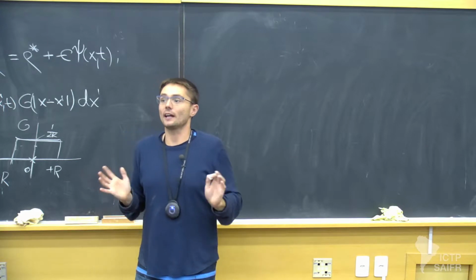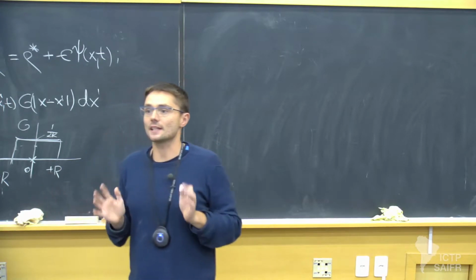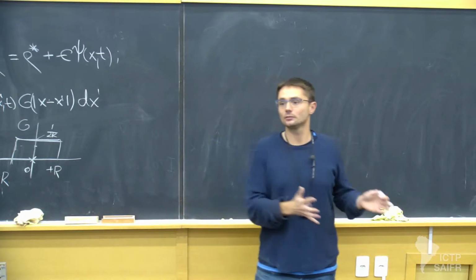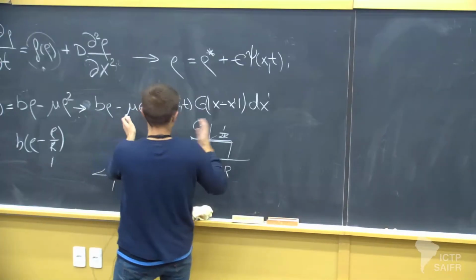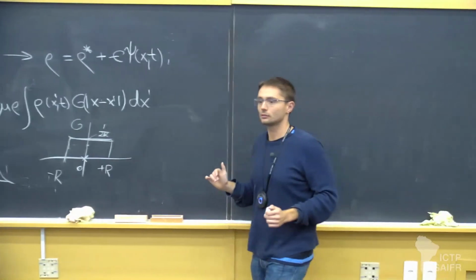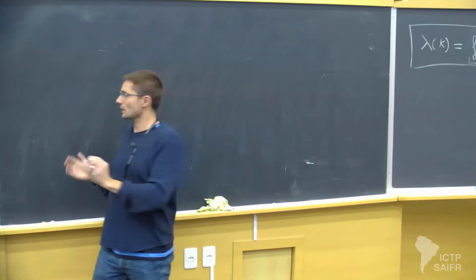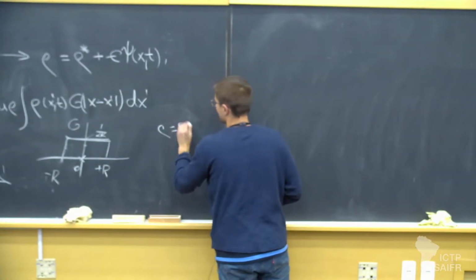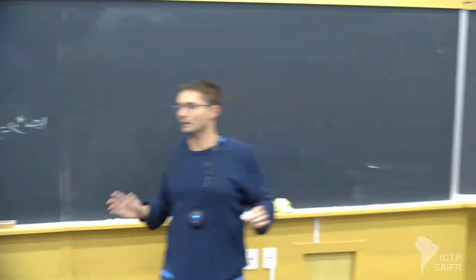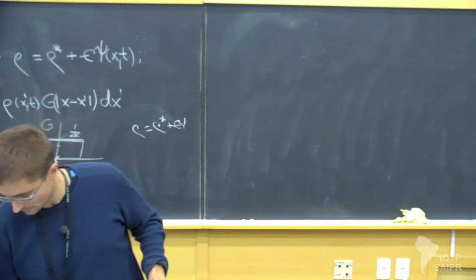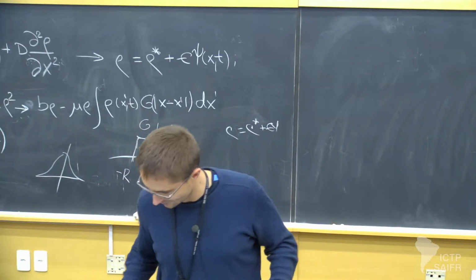So now the only thing I have to do is to repeat the same analysis that I did before, but considering that my f of rho is now this non-local function. That's it. I can assume that rho is, again, some stationary state plus some perturbation, and linearize and do everything. I'm just going to copy what you get, which hopefully in the notes is correct.